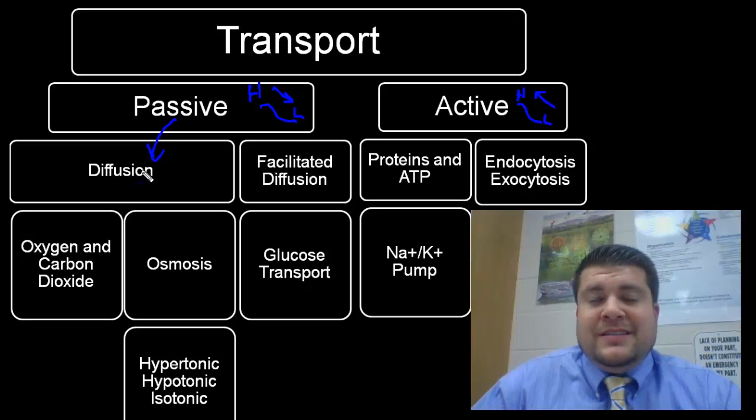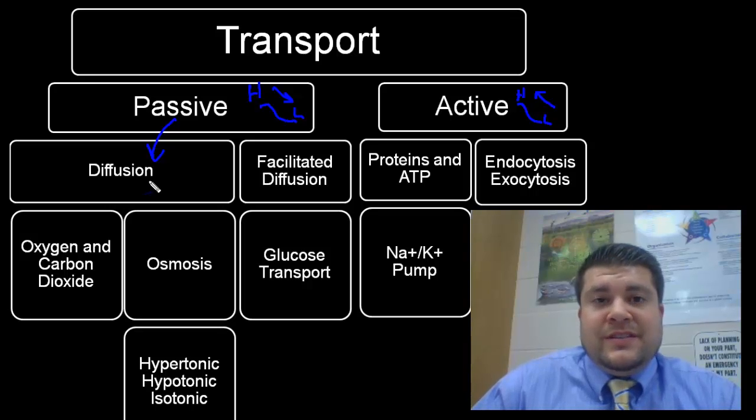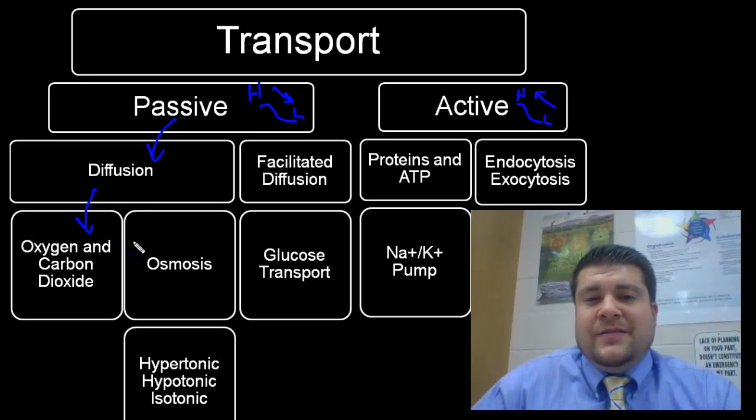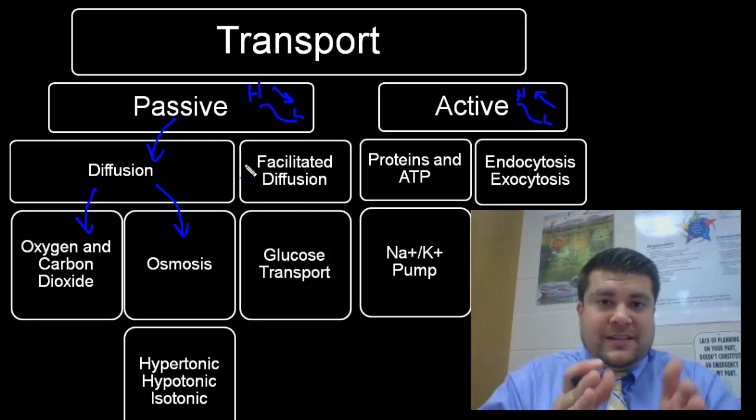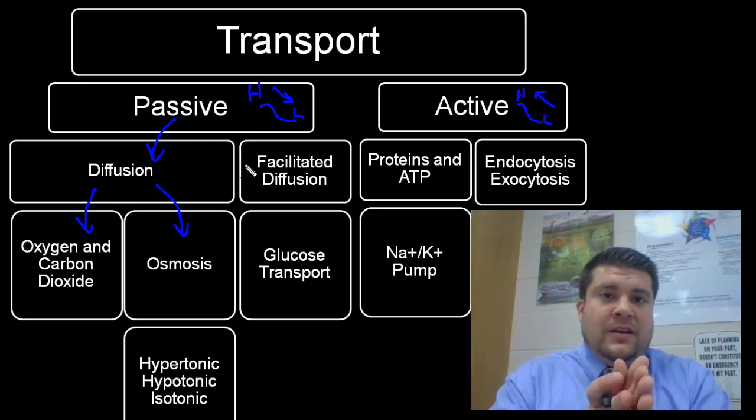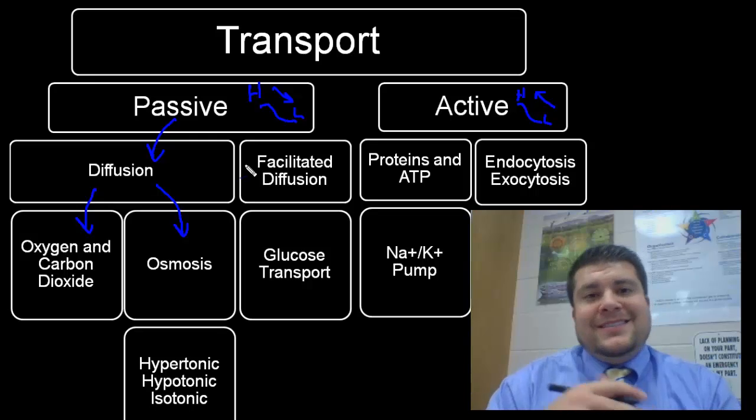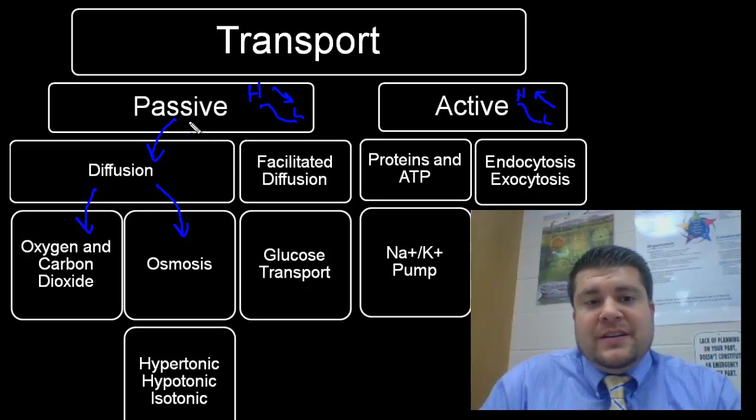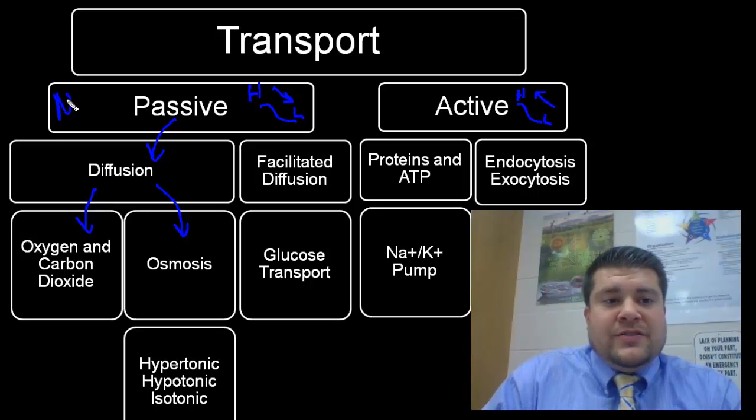So in passive diffusion, we can see that there's just regular diffusion. And passive diffusion means that it's not going to take any energy or any proteins that will need to assist in the movement of molecules. And so we can use passive diffusion for things like oxygen and carbon dioxide, and even osmosis, which is the transport of water. And we'll get into that in just a second. The facilitated diffusion needs proteins to help with the transport. So it facilitates the movement through the plasma membrane, but it still does not take any energy. So if it's passive, it's no energy.